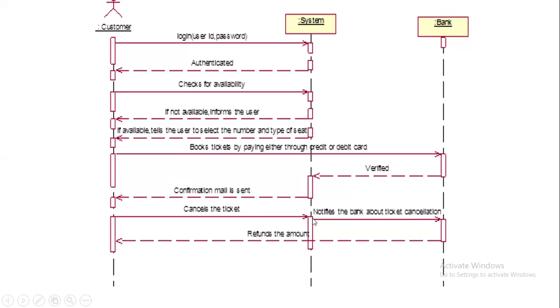Then that request goes to the system, right? Then the system notifies the bank about the ticket cancellation, because the amount must be recredited to the bank, right? And next, if it is cancelled, the amount must be returned to the customer. So this is the sequence diagram for the online ticket reservation system. What actors are involved, what processes are involved, and what interactions happen sequentially, that is what we need to draw with the sequence diagram.